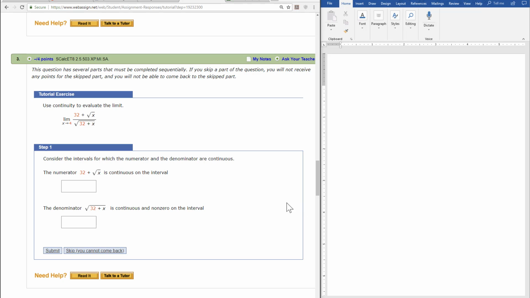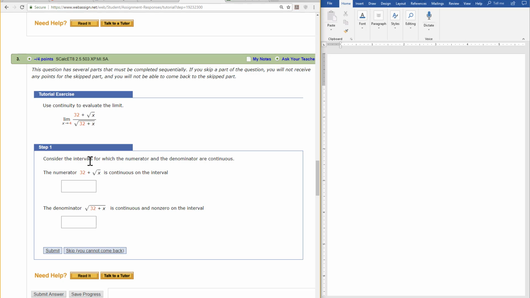Here's a lab problem from section 2.5. It says here, use continuity to evaluate the limit. So here's our limit: the limit as x approaches 4 of (32 plus the square root of x) squared in the numerator, divided by, in the denominator, the square root of the whole quantity 32 plus x.